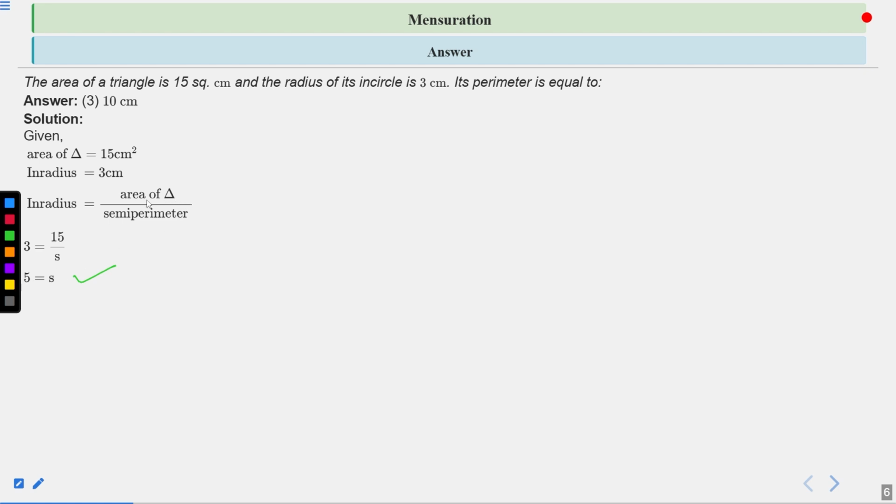Now we know that s represents the semi-perimeter. It means the sum of all 3 sides divided by 2. So if we need to calculate the perimeter, we just multiply by 2. So 2 into s will become the perimeter of the triangle. So 5 into 2 becomes 10 centimeter, which is the correct answer. So the third one is the correct answer of this question. Next one.